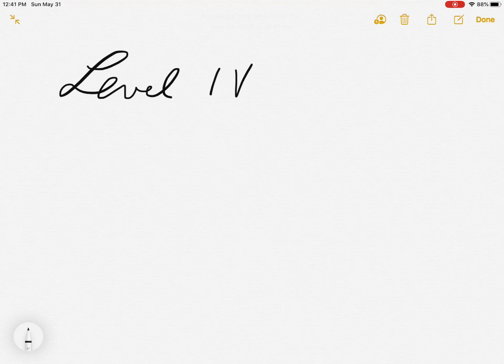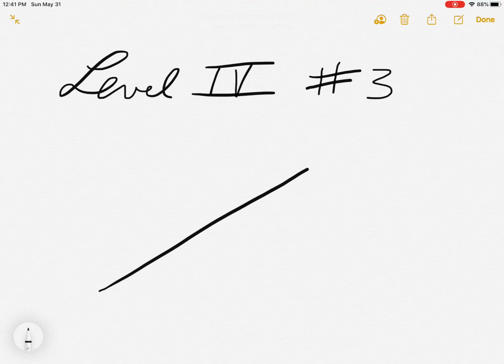Okay, level 4, number 3. Here we have a horse and an ox that are pulling something up an inclined plane. So let's just draw the plane and put the object here. It doesn't matter who does the pulling.